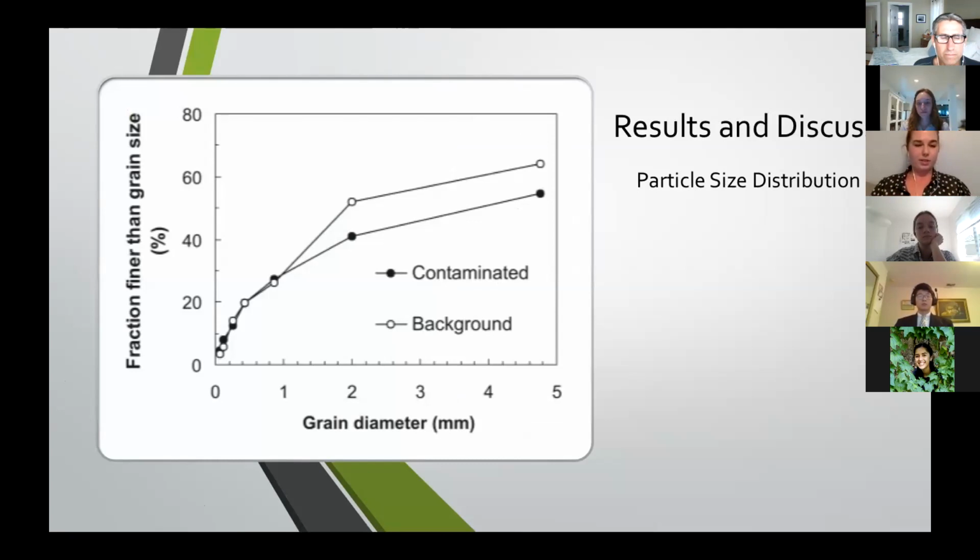So our first part of the results was the particle size distribution. And in this graph, you can see that there wasn't much change between the contaminated site and the control site. The only real differences that start to occur visually are between the 2 millimeter diameter mark and the 5 millimeter diameter mark.